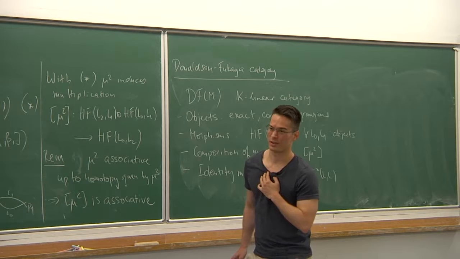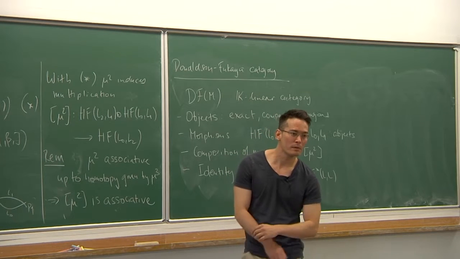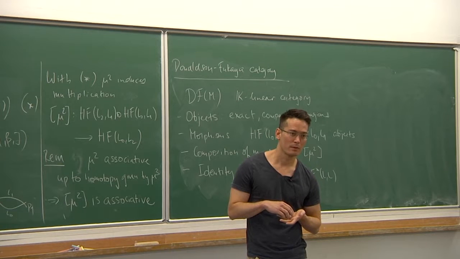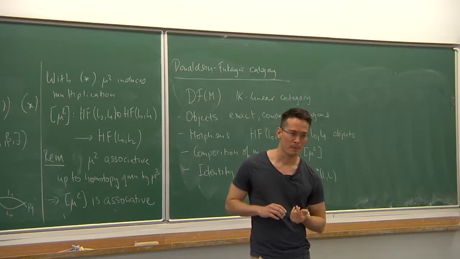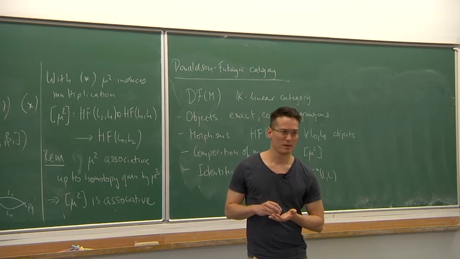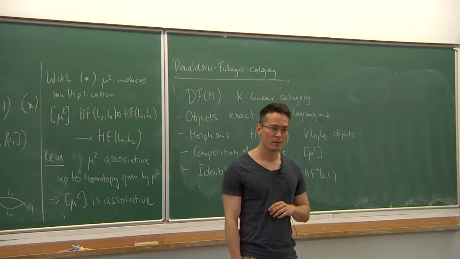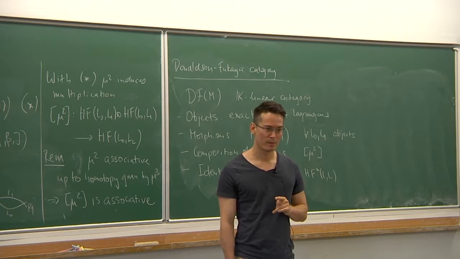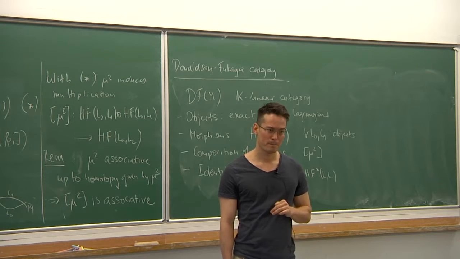Let me try to understand. For the Donaldson Fukaya category, is it true that if you take two Lagrangians, one obtained from the other by Hamiltonian flow, then the corresponding objects are isomorphic? Yes. On the cohomology level, the objects in the category are only cohomology. Okay, then there is no problem in choosing.